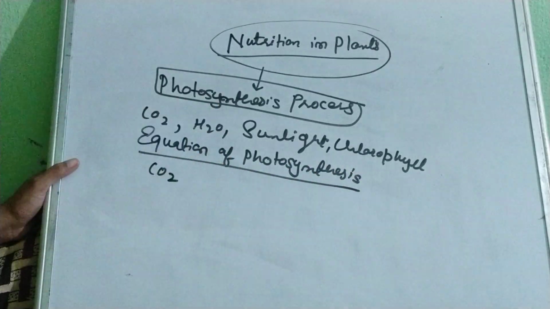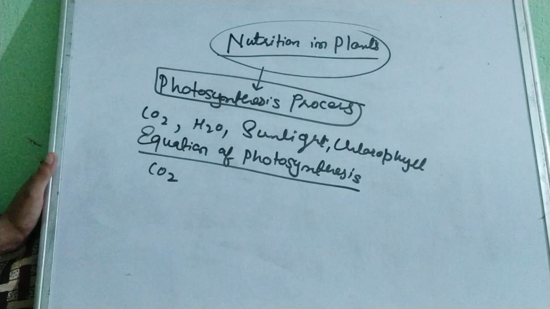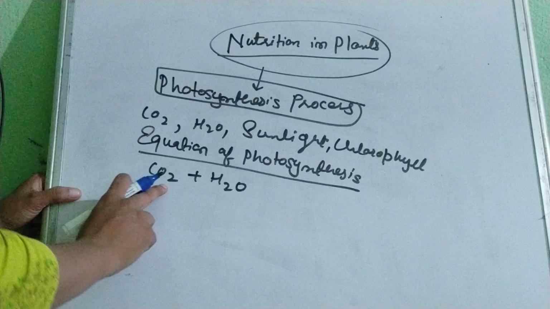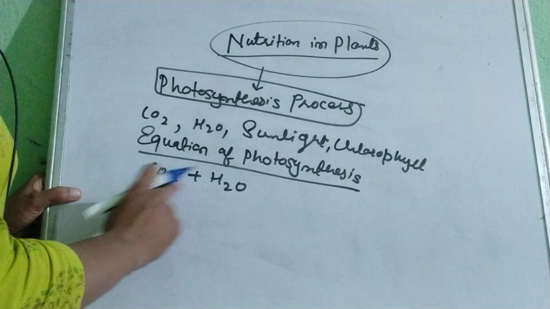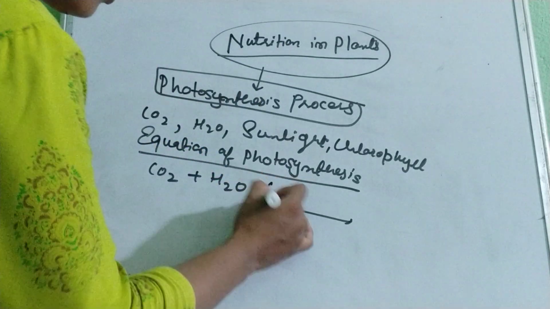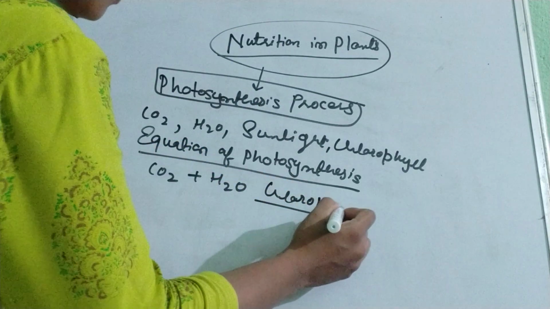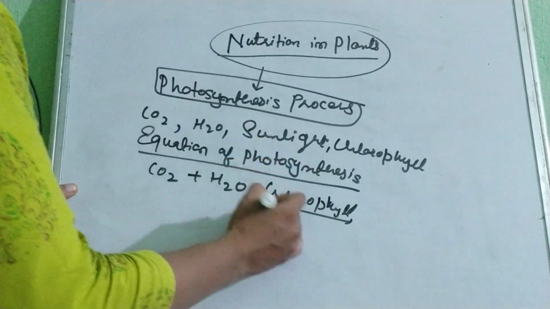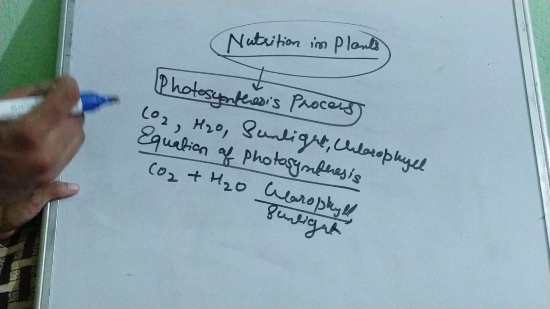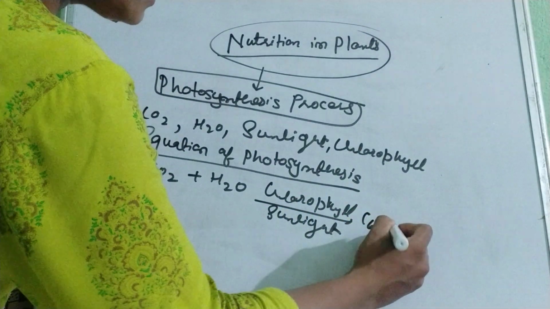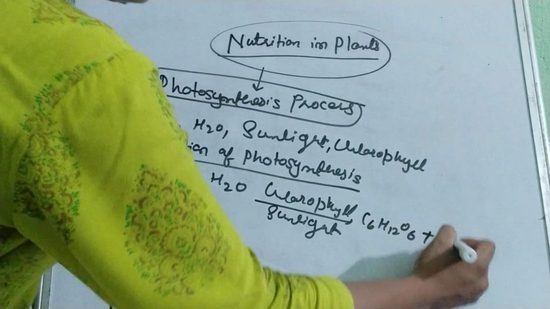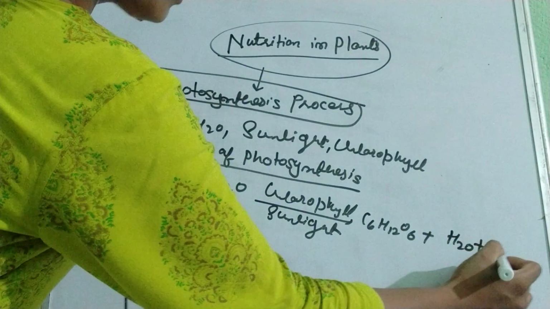That is CO2 plus water. Firstly you have to write these, which are called the raw materials. Remember, CO2 and water are the raw materials, and they require chlorophyll, which is used to trap sunlight. Then it forms glucose, C6H12O6, plus it liberates water and oxygen.